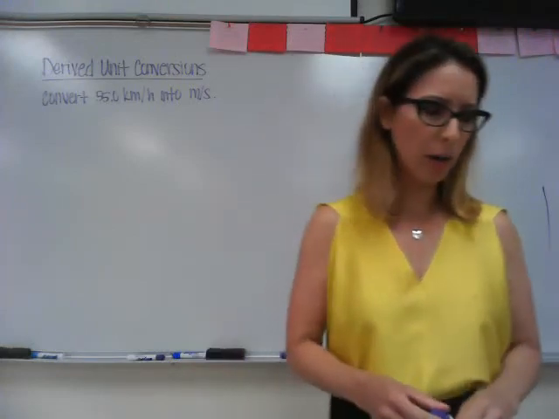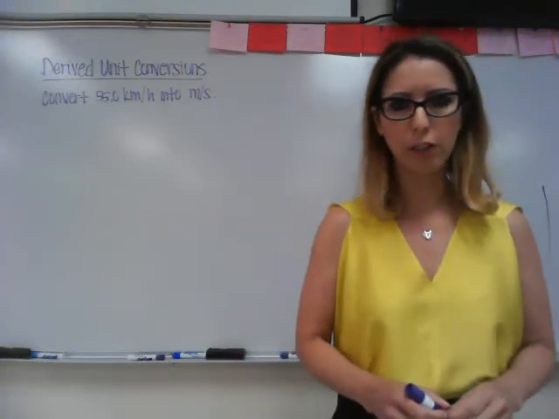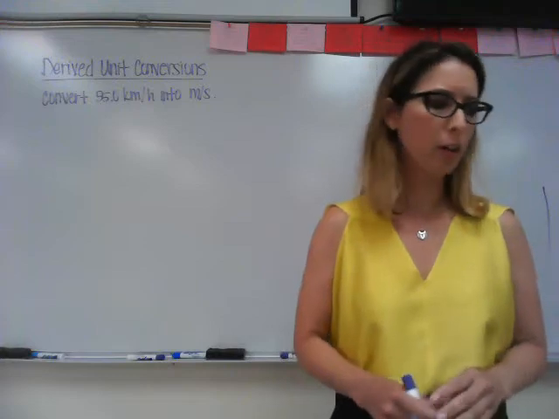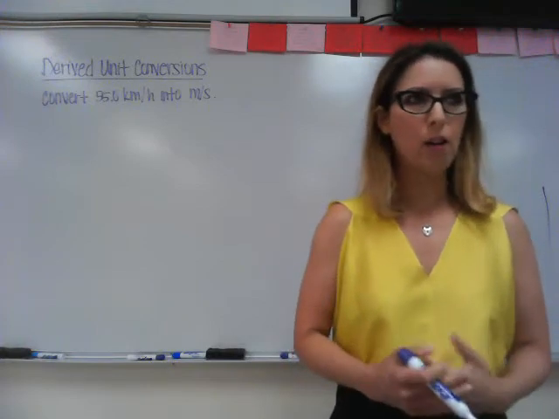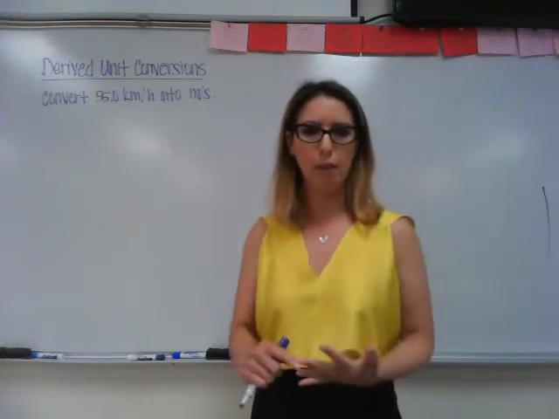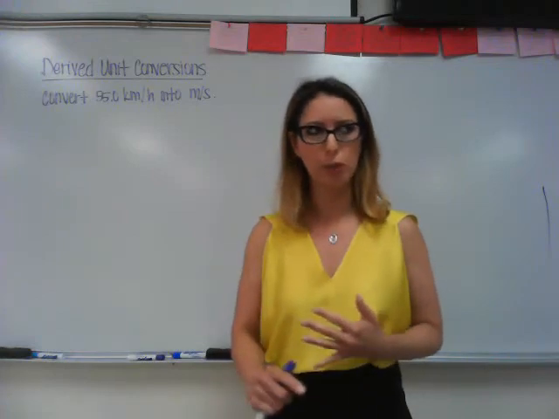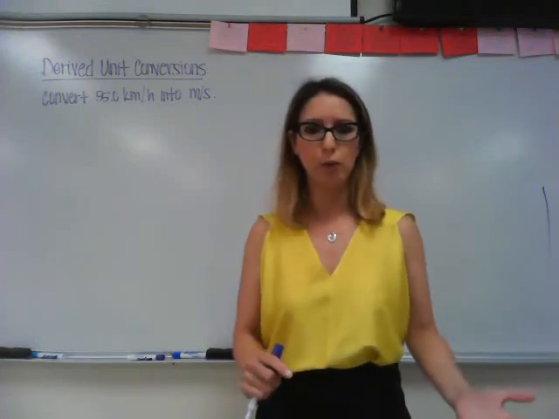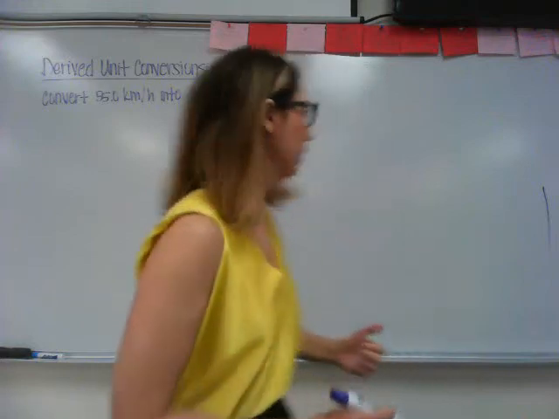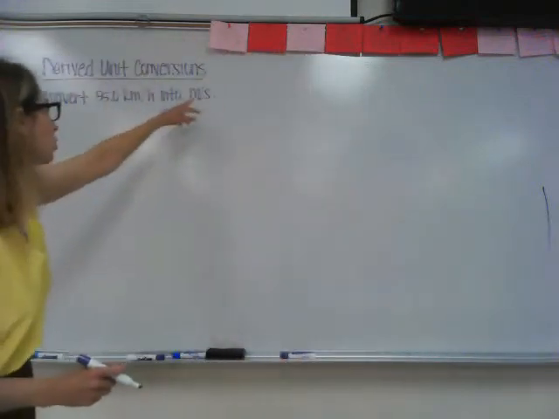All right, let's take a look at derived unit conversions. We're going to be converting 55 kilometers per hour into meters per second. Remember, derived units are units that came from multiplying or dividing units. So you're either going to see an exponent on the unit or you're going to see a fraction symbol. Here we have the fraction symbol in 2 units.